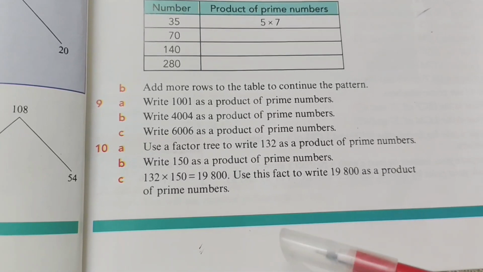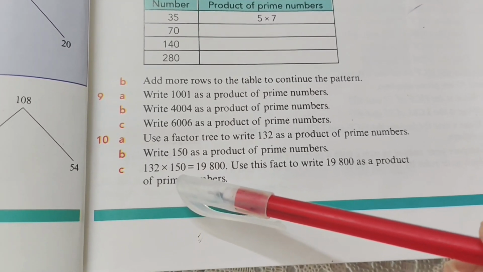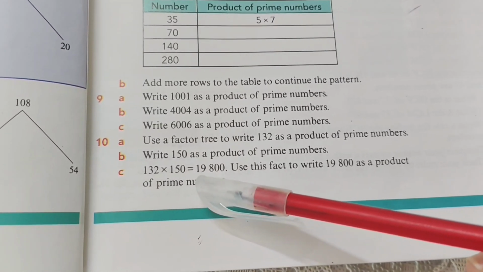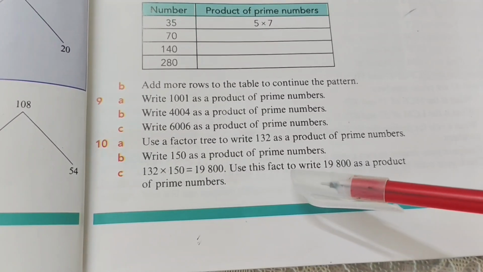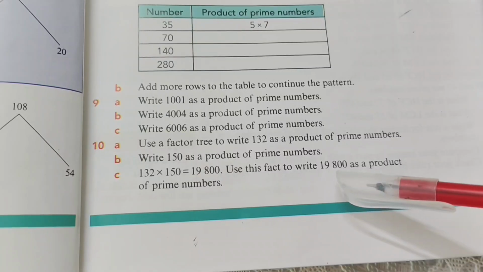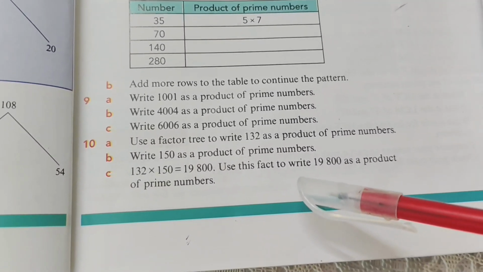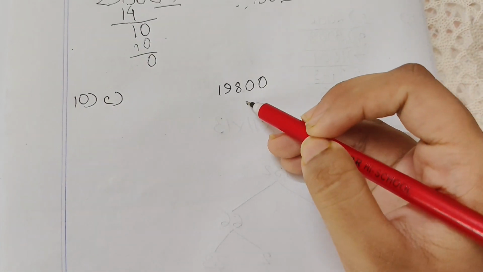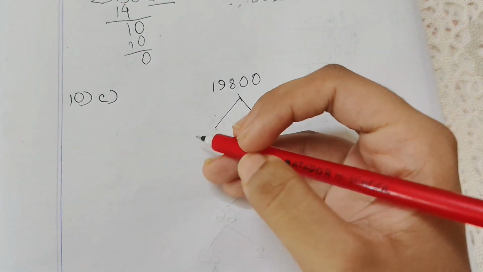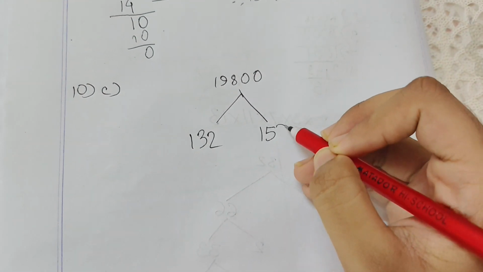Finally, for number 10c, 132 multiplied by 150 is equal to 19,800. Use this fact to write 19,800 as a product of prime numbers. I think it would be better if we do it as a factor tree. So we had 132 and 150.